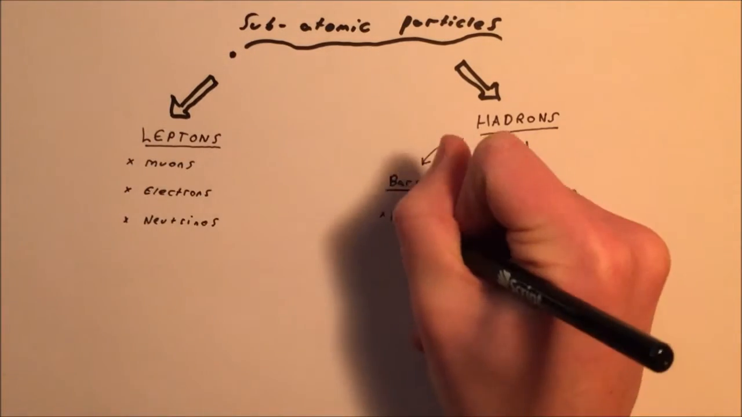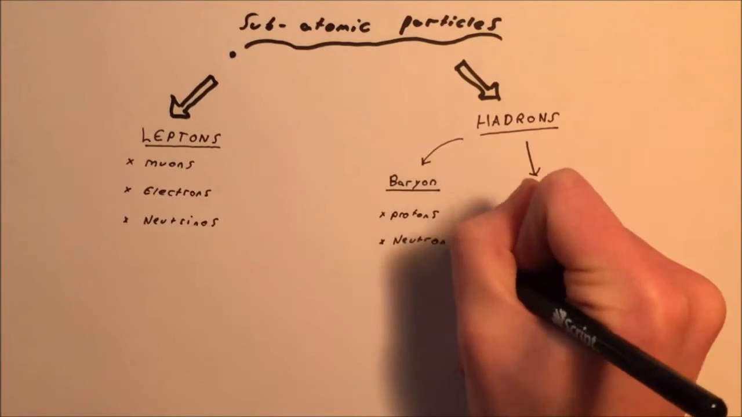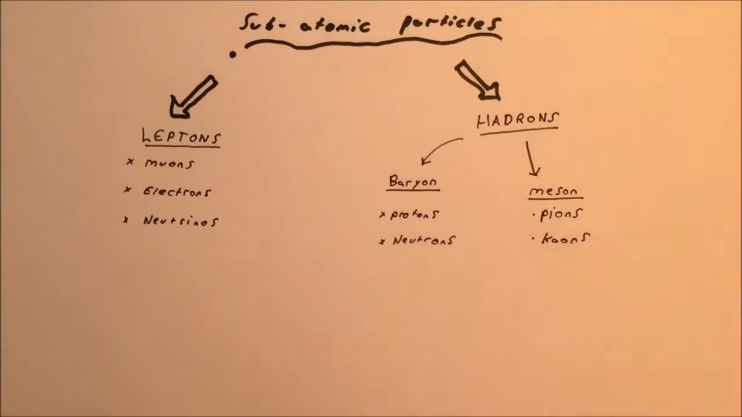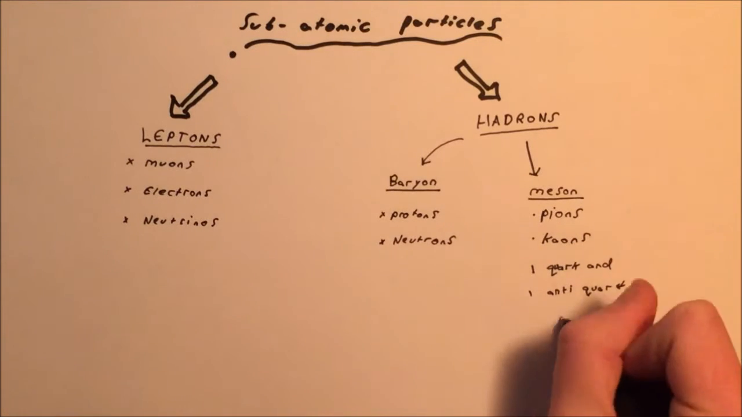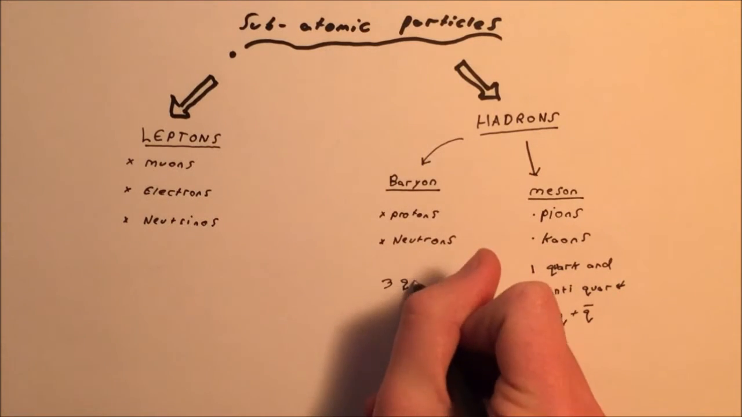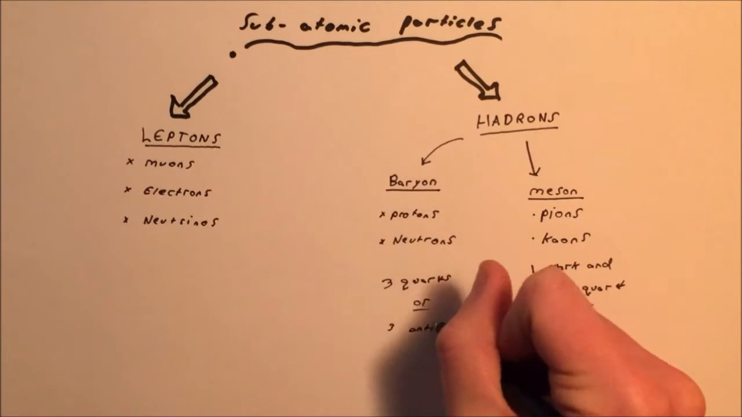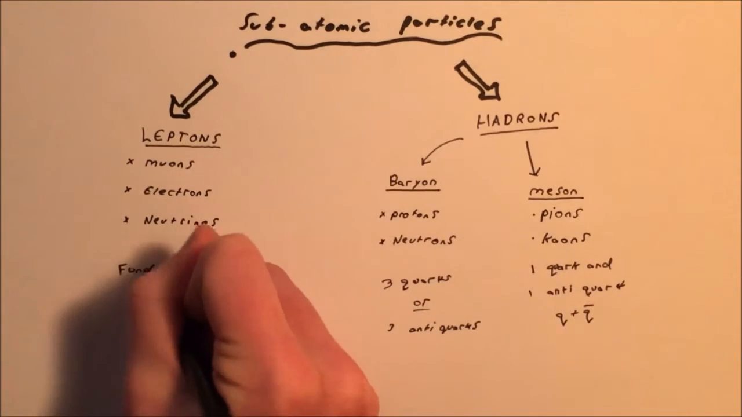Mesons are made of one quark and one antiquark. Baryons are made of 3 quarks or 3 antiquarks, and leptons are fundamental, meaning they are not made of quarks. However, there are also antimatter versions of all these particles. For instance, there are antimuons, antineutrinos, and antielectrons, otherwise known as positrons.